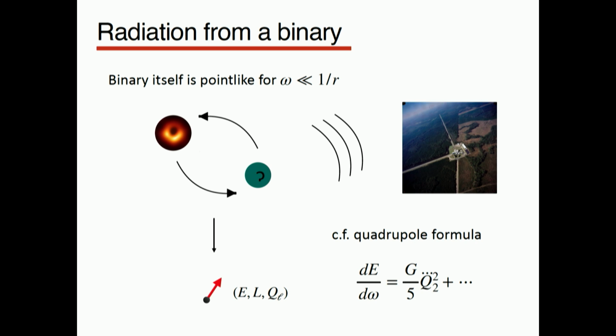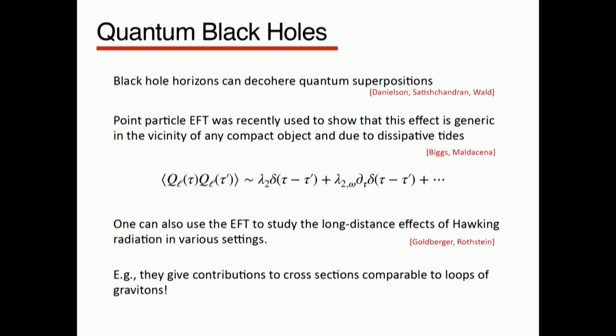Okay, maybe you don't care about binary systems. Maybe you care about quantum black holes. Okay, so this EFT has been used also for some interesting applications in this context. So for instance, there was this paper maybe a couple years ago by Wald and friends that said that there's this very interesting effect where when you have a quantum superposition near the horizon of a black hole, it can decohere.